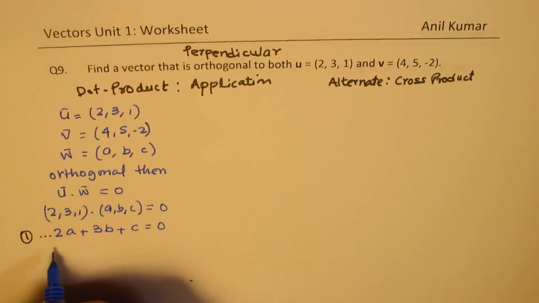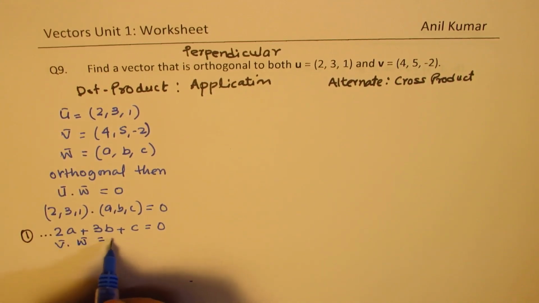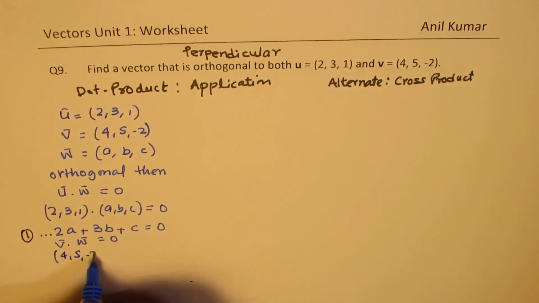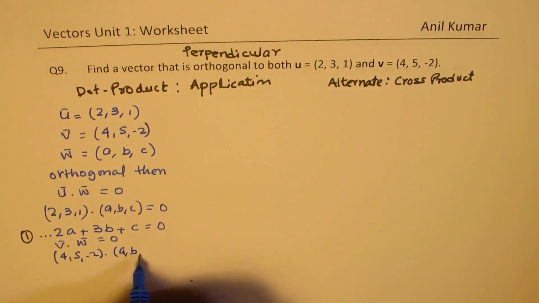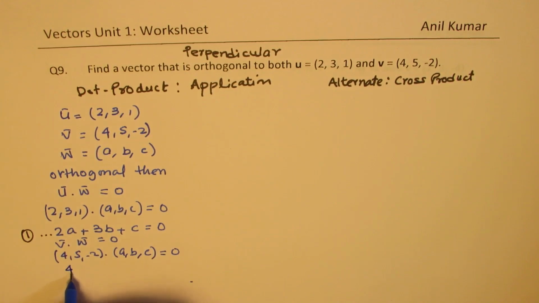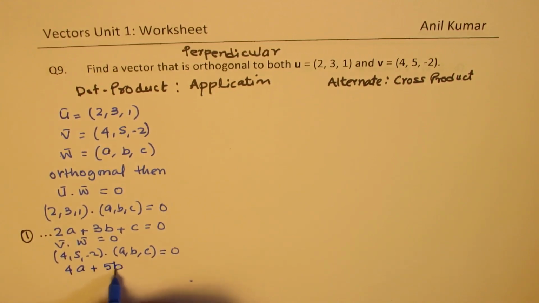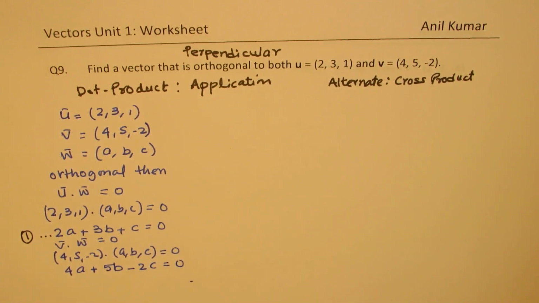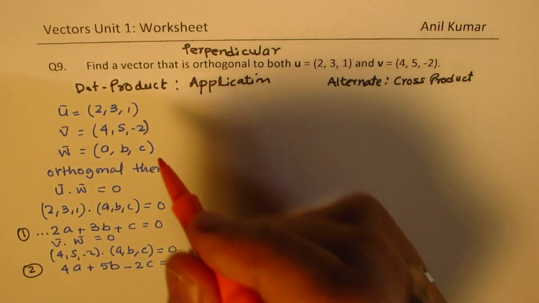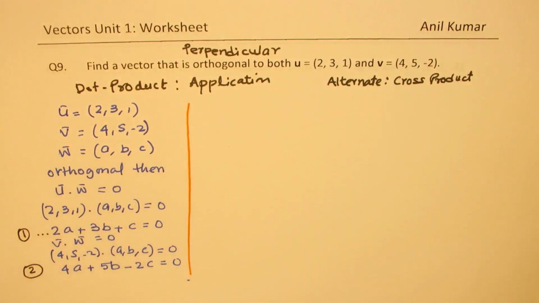Now it also means that v dot w is also equal to 0, and that means that (4, 5, -2) dot (a, b, c) is equal to 0, and that gives you equation number 2, which is 4a + 5b - 2c = 0. So we get two conditions. Now from these two conditions, we need to find the value of a, b, and c. So we are solving these two equations.